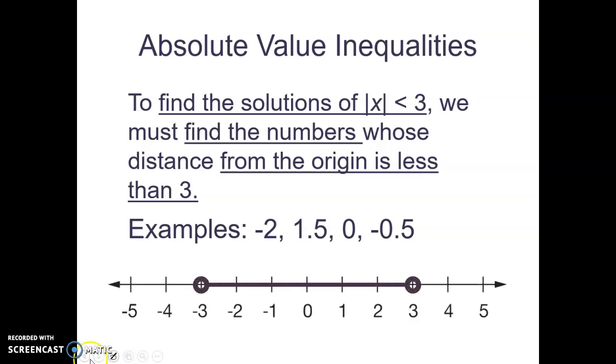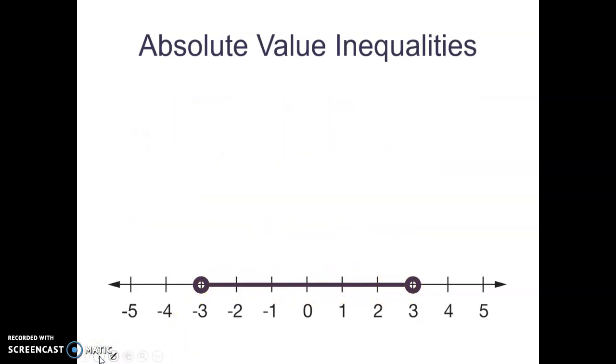When we graph that on our number line, we know that it's not going to include 3 or -3 because those are equal to an absolute value of 3. We want less than an absolute value of 3. So we're going to do an open circle at our 2 points here, 3 and -3. And we know that all of these numbers in between our 2 points are going to have an absolute value that is less than 3.